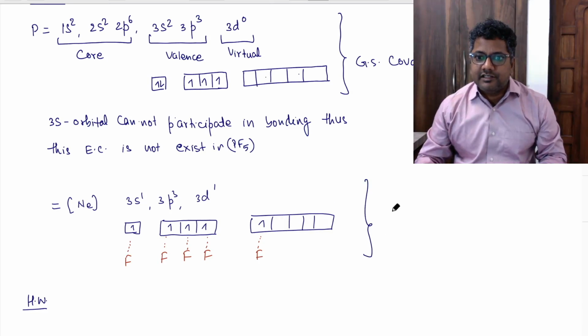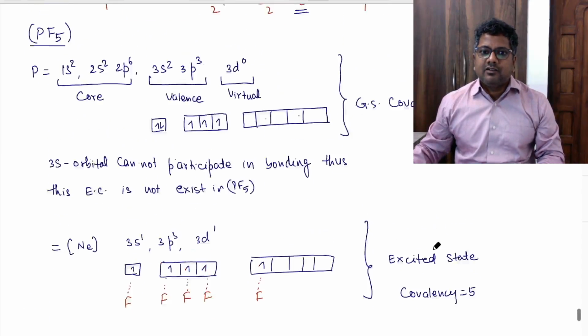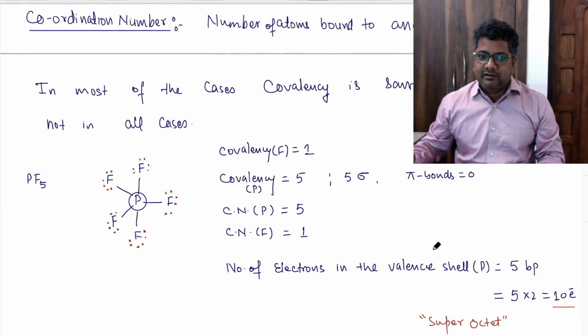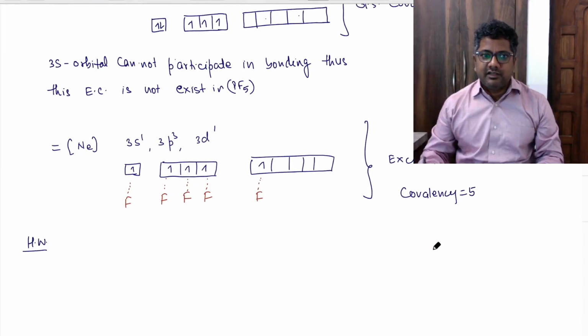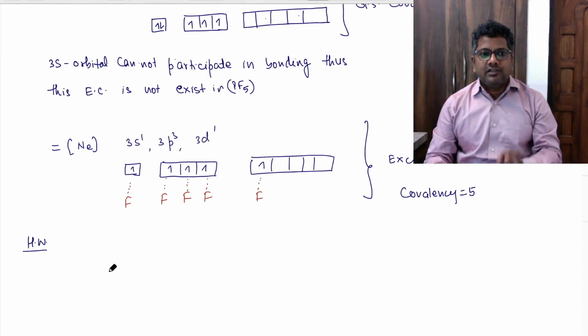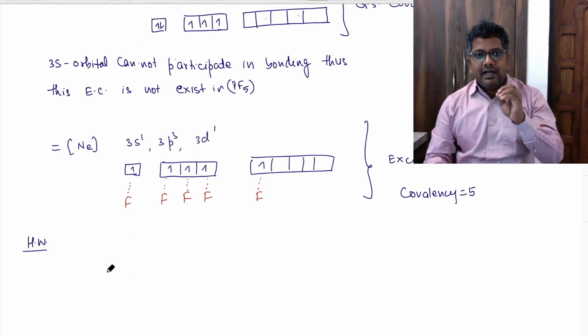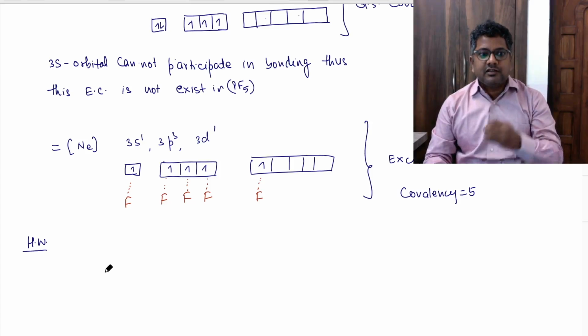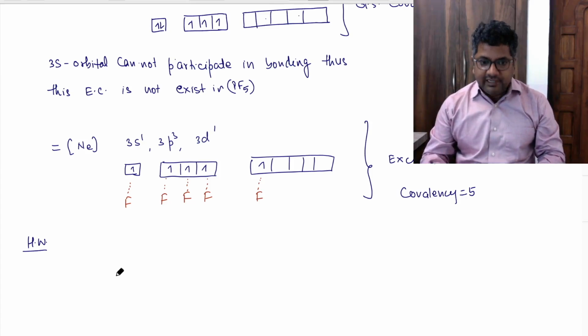This is the excited state, and here the covalency is 5, and the coordination number I have already written, all these things. Coordination number is also 5. So now I am writing some structures, and all of you should write the coordination number, covalency, and different electronic configuration of the elements.